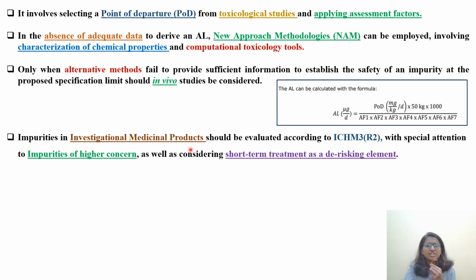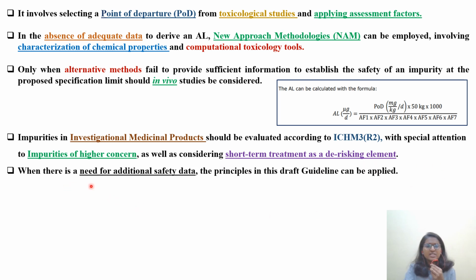Impurities in investigational medicinal products, meaning those products at the very initial stage of development, should be evaluated according to ICH M3(R2), because ICH M3(R2) discusses the toxicology studies needed for initiating clinical trials, with special attention to impurities of higher concern, as well as considering short-term treatment as a de-risking element. When there is a need for additional safety data, the principle of this draft guideline can be applied.